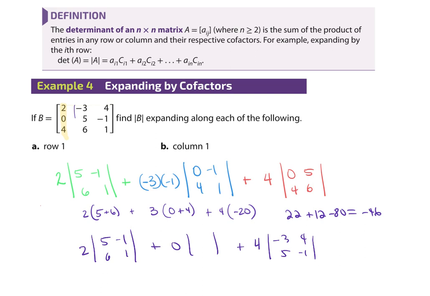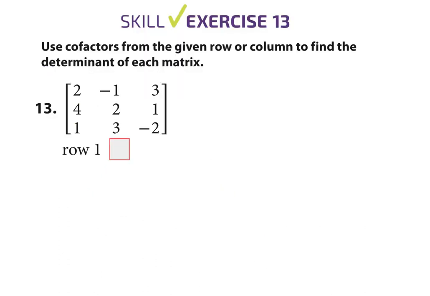And so then I'm going to do exactly the same thing. This is going to be the 2 times the 11. This is going to be 0, right? And then this guy is going to be 4 times the 3 minus the 20, right? Which should also give me 46. All right, questions on doing it that way? All right, try one.